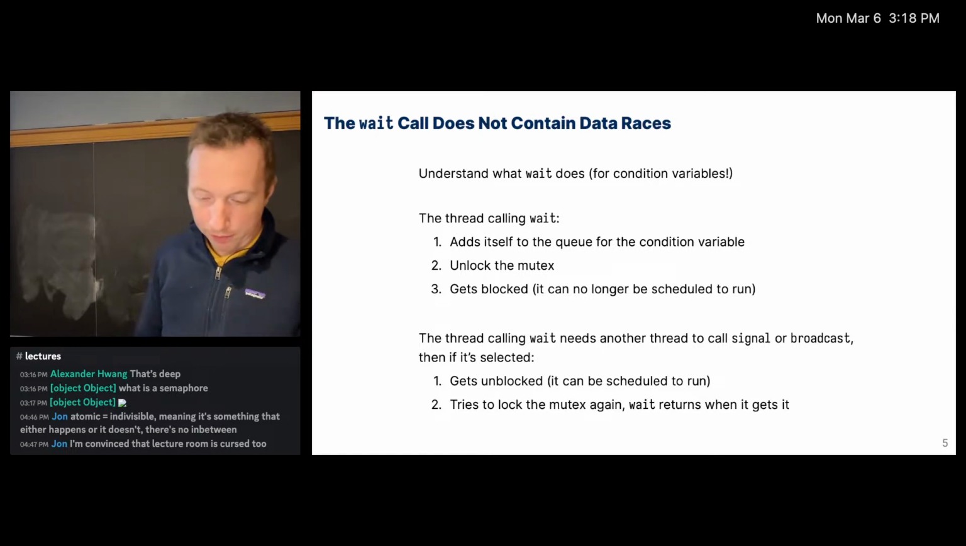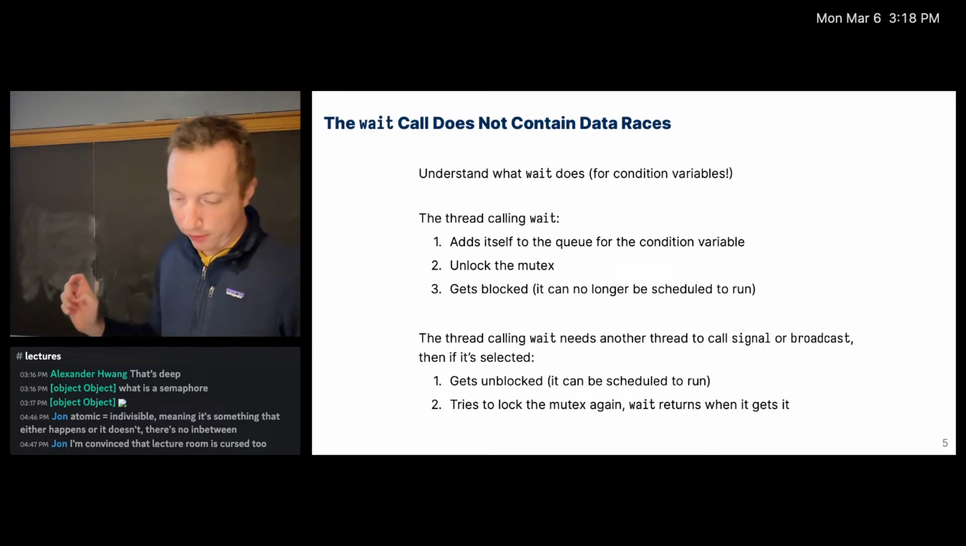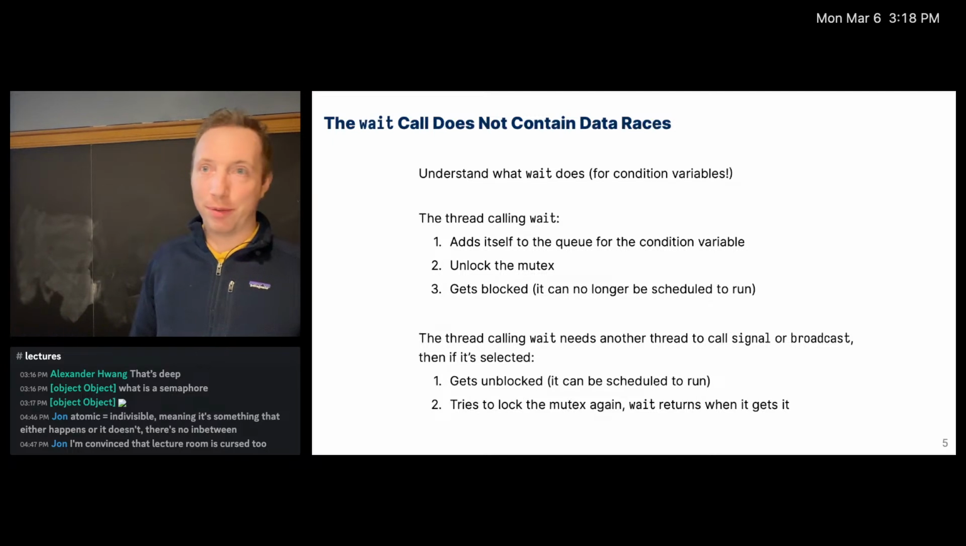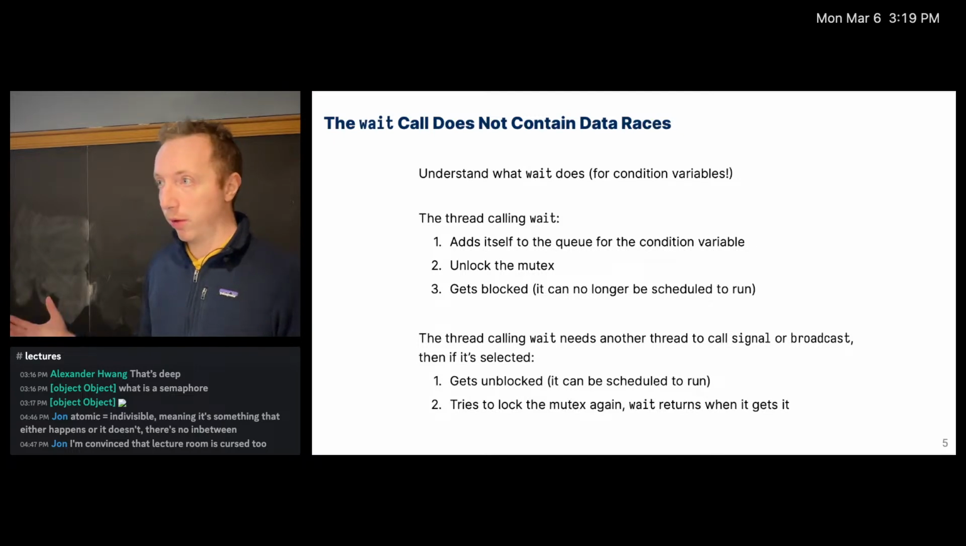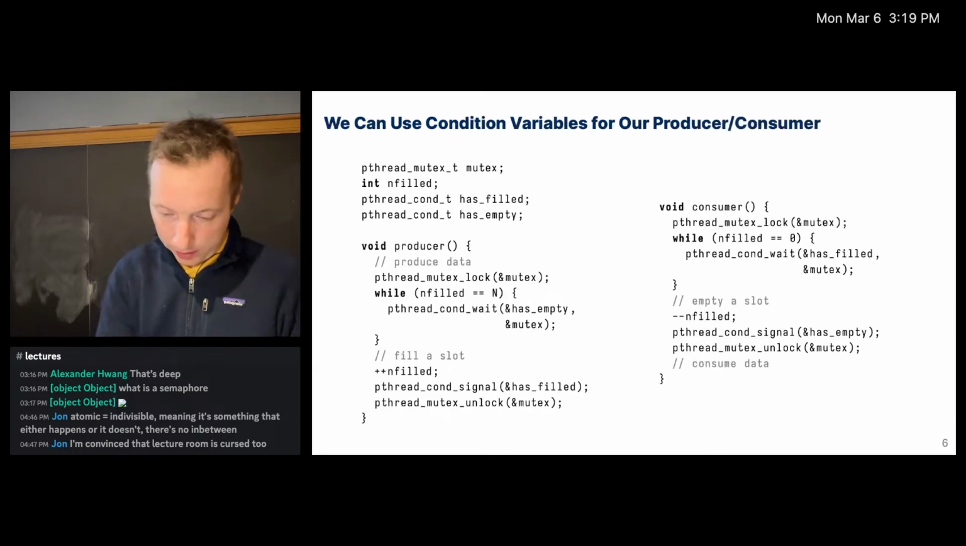Okay, and for this, the wait also needs another thread. Since it's on the queue, it's blocked, it's not executing anymore. It might be stuck there forever unless another thread calls signal or broadcast to wake it up, and it tries to acquire the lock again. As soon as some other thread calls signal or broadcast, it will be unblocked, meaning that the scheduler can pick it to run. If it gets picked to run, it will acquire the mutex again and then return from wait when it gets it. So then you're sure that you have the lock when you're done.